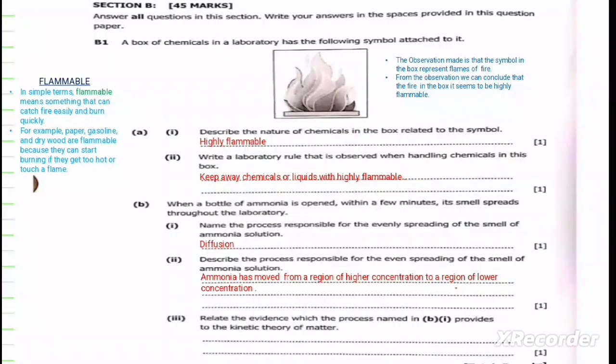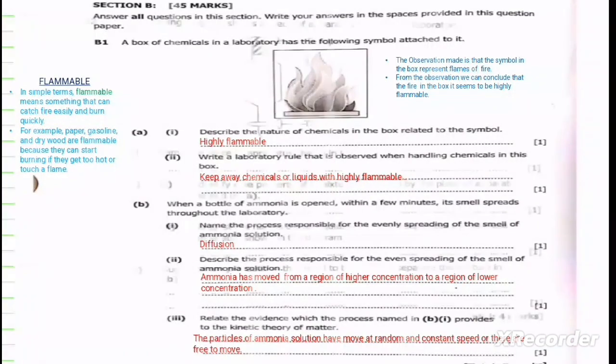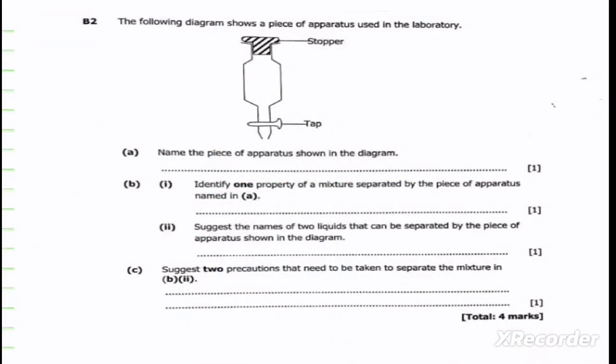All right. So we have to relate this in terms of diffusion. We can say the particles of ammonia solution have moved at random and constant speed, or they are free to move. That's all. Let us move on to the next question, which is the last one from our revision package.